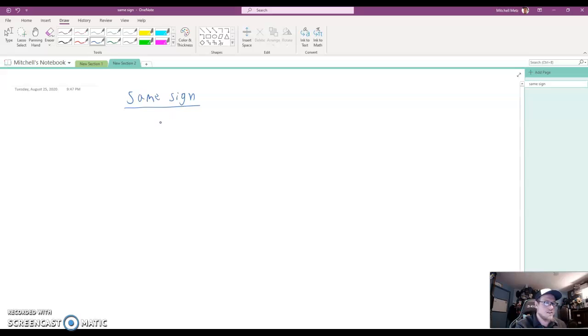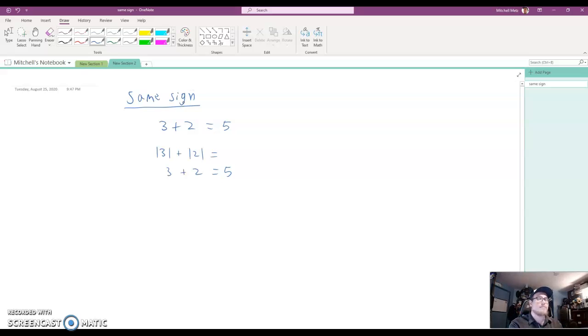So, for example, let's do a problem, 3 plus 2. We all know 3 plus 2 is equal to 5, but let's do it with the absolute value. So if I take the absolute value of 3, and I take the absolute value of 2, those will be 3 and 2, and again it's 5. So it seems pretty straightforward, but let's now do it with negatives.